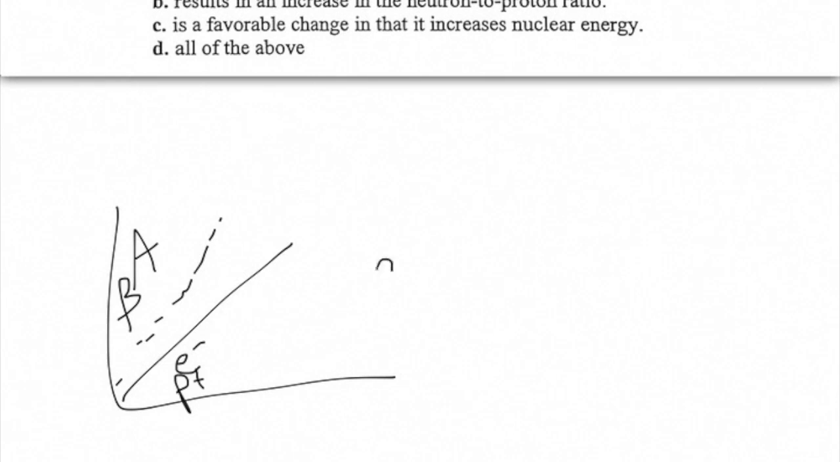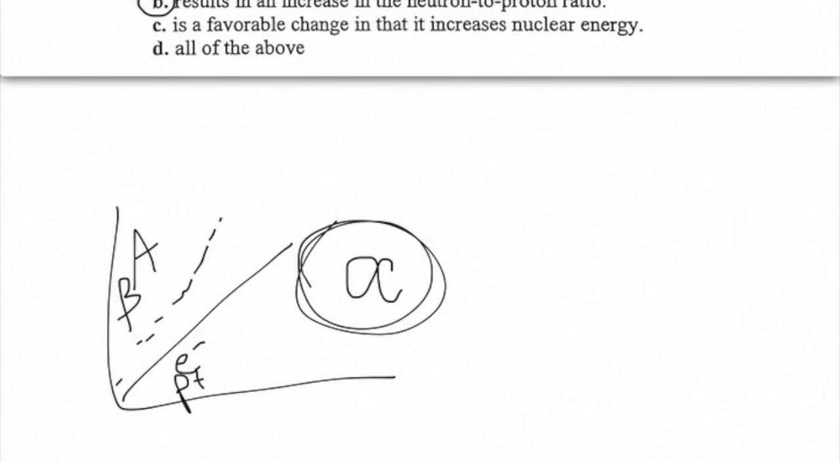Alpha decay actually takes place over here, and the reason it takes place over there is because it actually increases the ratio of neutrons to protons. And you could do the math out to figure this out. It's only a slight increase, but by spitting out 2 protons and 2 neutrons, the ratio of protons to neutrons goes up slightly. The alpha decay occurs with the really heavier elements. So the choice there was B.